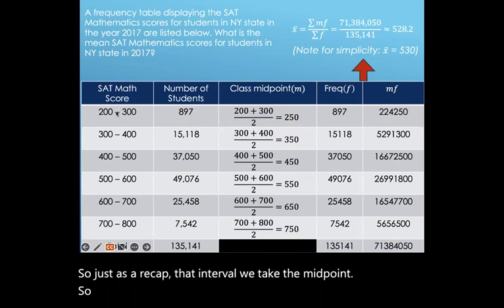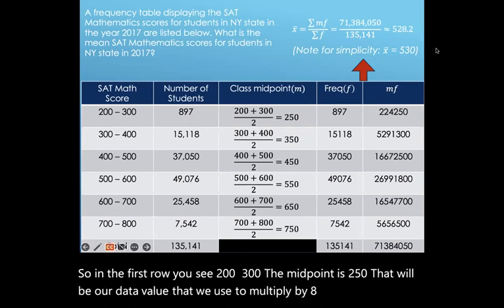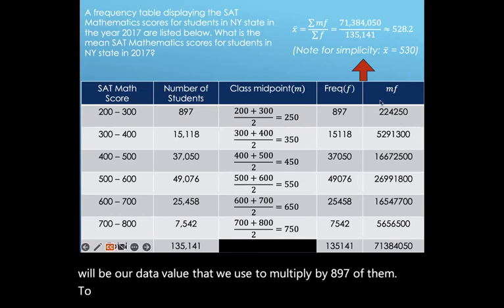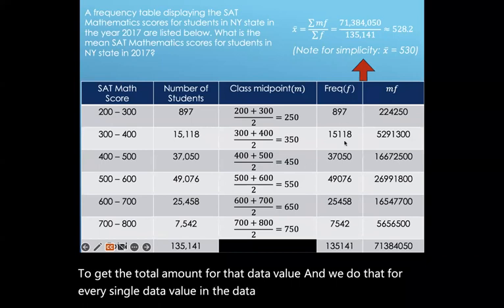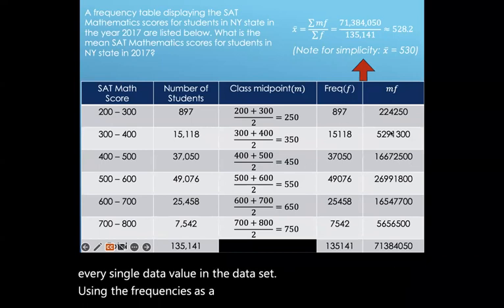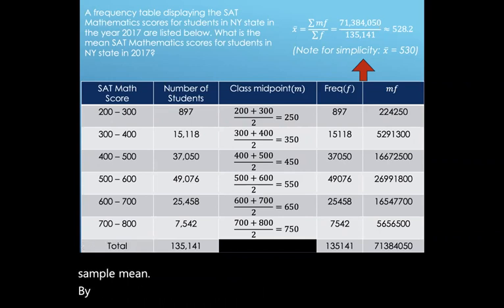So in the first row, you see 200 minus 300. The midpoint is 250. That will be our data value that we use to multiply by 897 of them to get the total amount for that data value. And we do that for every single data value in the data set, using the frequencies as a multiplier to get how much each of those is worth, and summing that entire column to help us get the sample mean by then dividing by the total number of data points, which is also the total frequency.